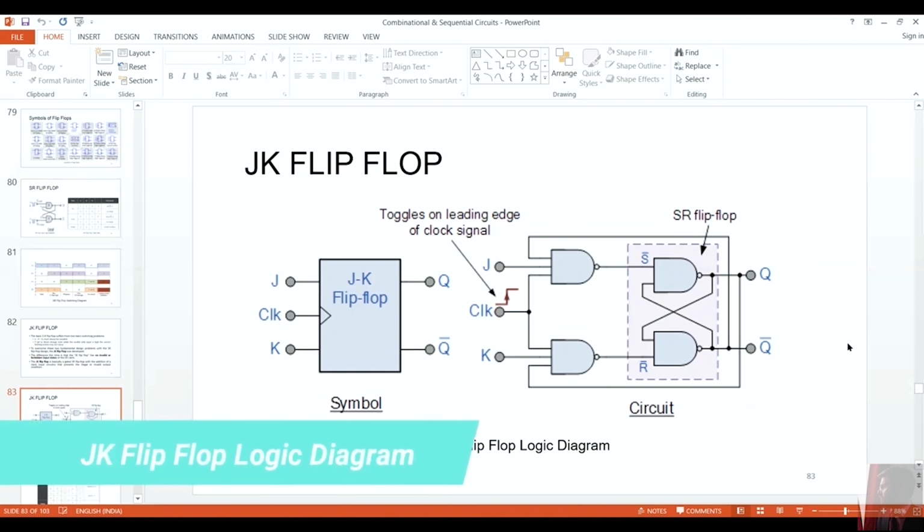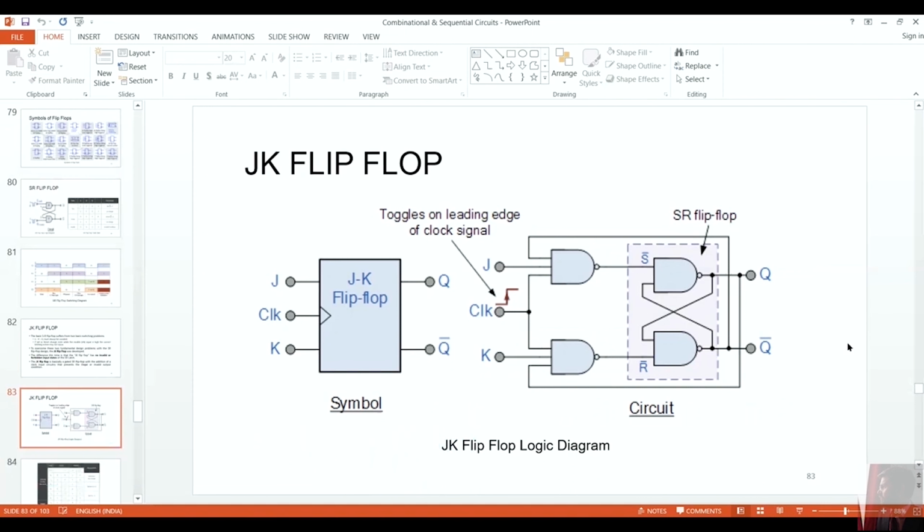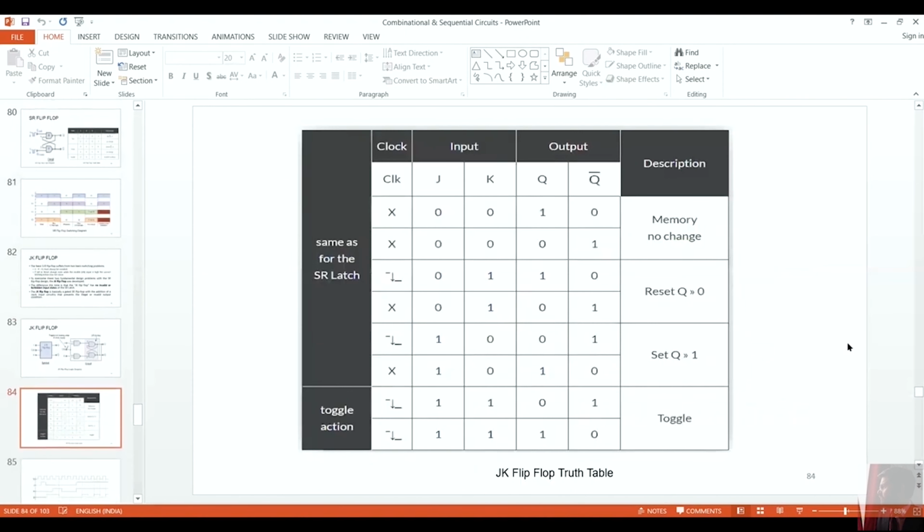So we are providing a clock. It is the same as SR, but we are giving a clock. We are making a master-slave combination in which the clock will decide whether it turns on at the rising edge or falling edge. Whenever we give 0 0, there is memory, no change, and in the toggle action you can see 1 1, it will toggle.